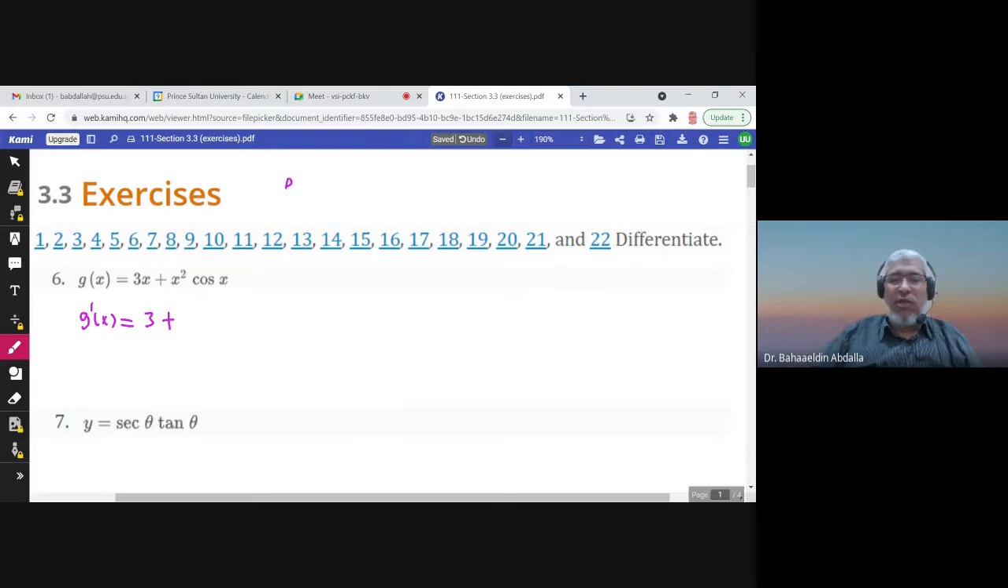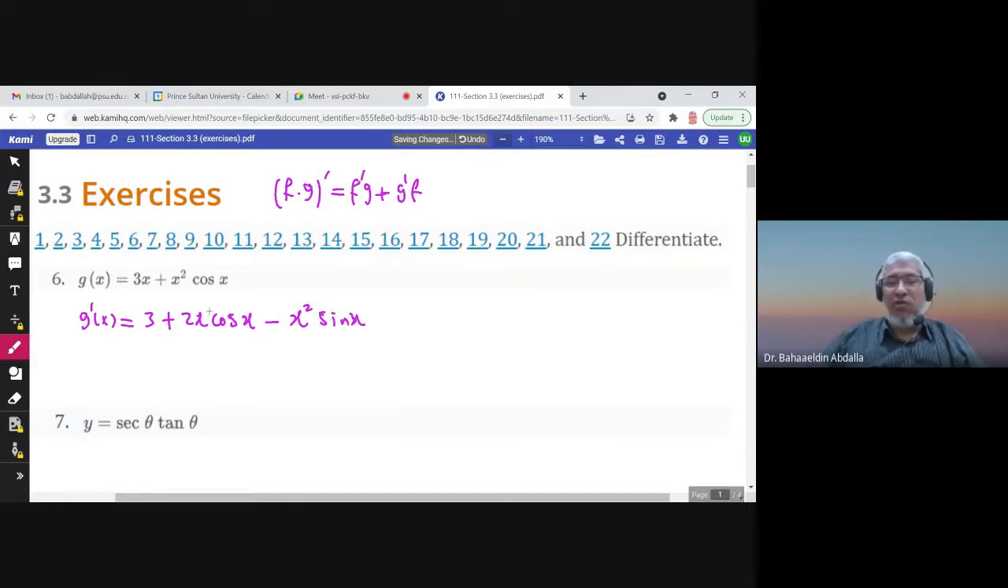The product formula says the derivative of f times g is f prime times g plus g prime times f. So the derivative of x squared is 2x, and I write cosine x as it is, then plus x squared as it is times the derivative of cosine, which is negative sine. So I'll put this minus, because the derivative of cosine is negative sine x.